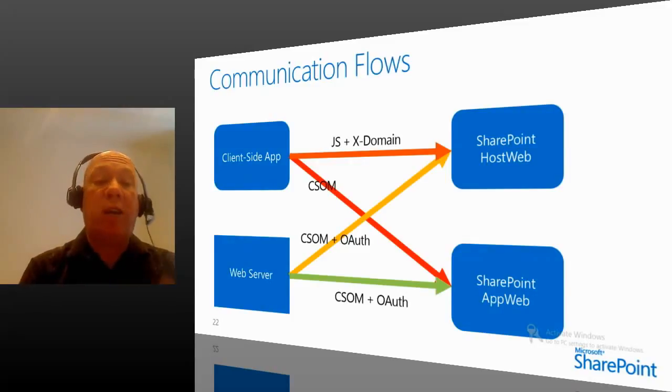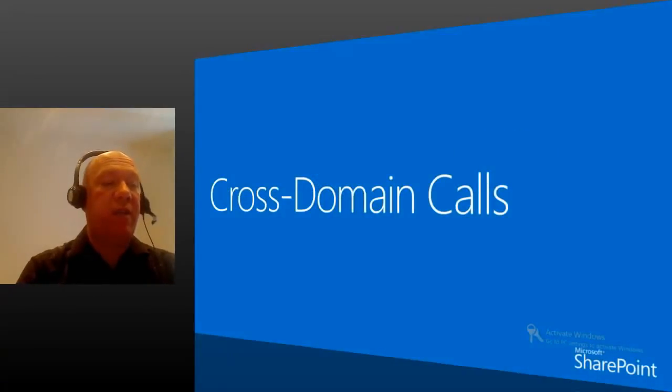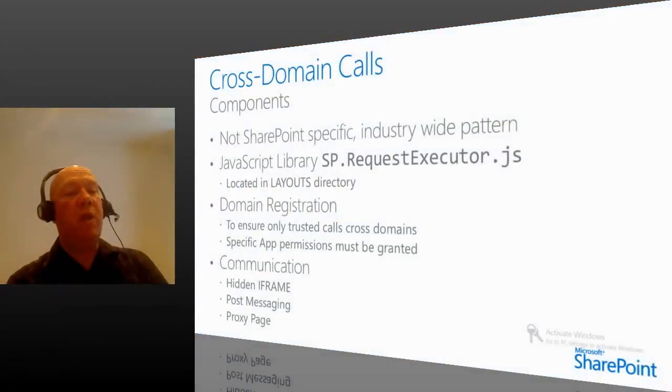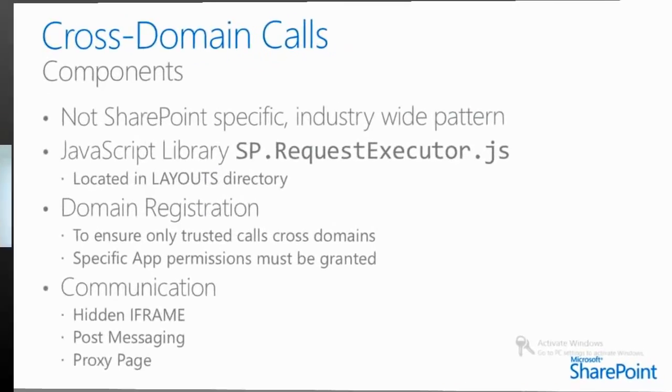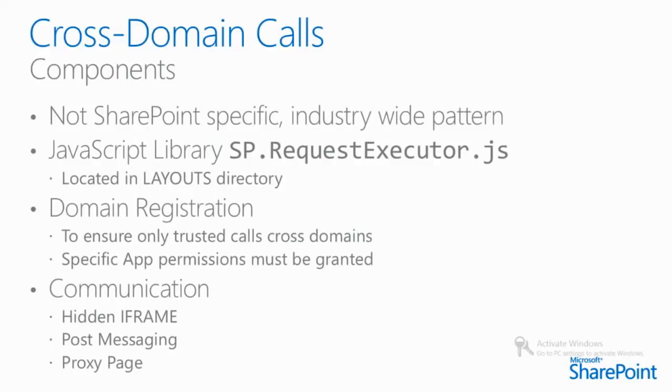So let's take a look at exactly how those flows are going to manifest themselves. Start with the cross-domain calls. So my problem with cross-domain calls, as I said, is more or less the following. This is not a standard issue with respect to SharePoint. It's a standard issue with respect to the way HTML works. You don't get to make a JavaScript call from a page hosted on domain A to domain B.